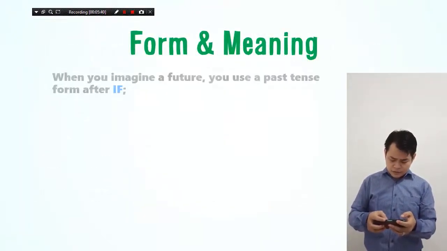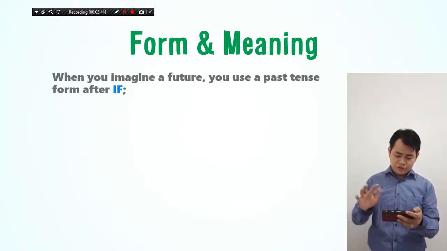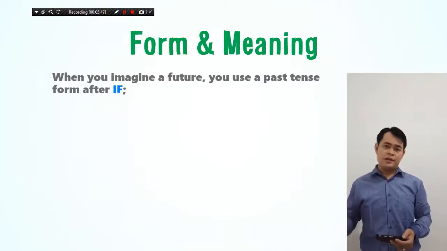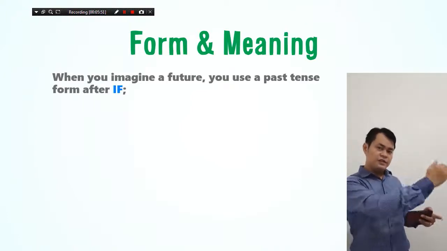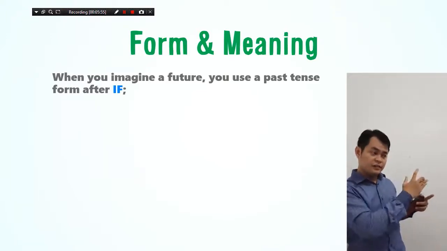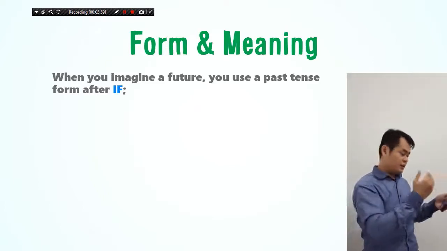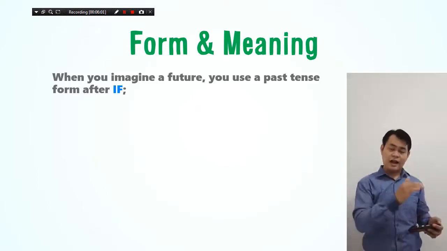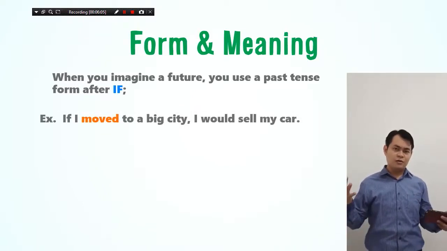So in this slide, when you imagine a future, you can use a past tense form after if. You have to remember that if you see a second conditional sentence, there is an if in the sentence. Obviously, after the if you have to use past tense. After if, that's the rule. Why, Mr. Prem, do we have to use past tense?